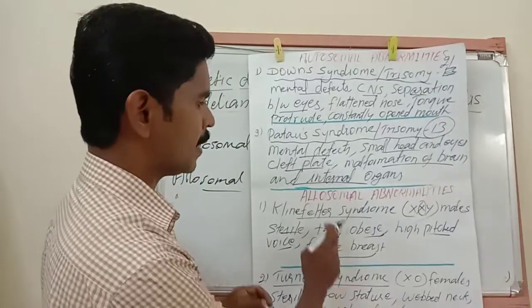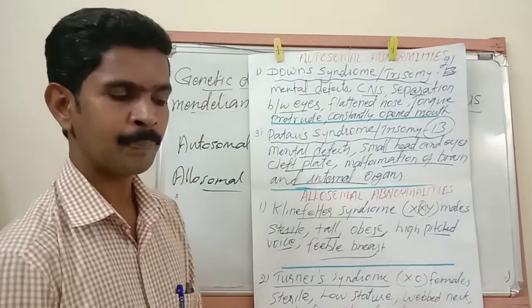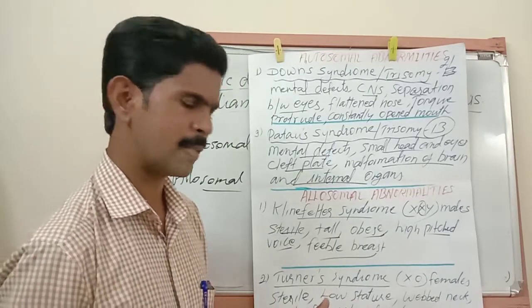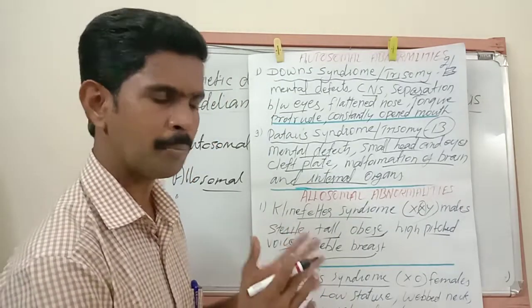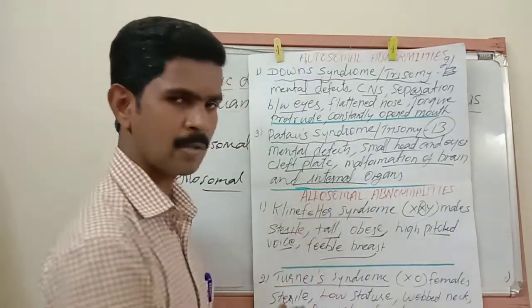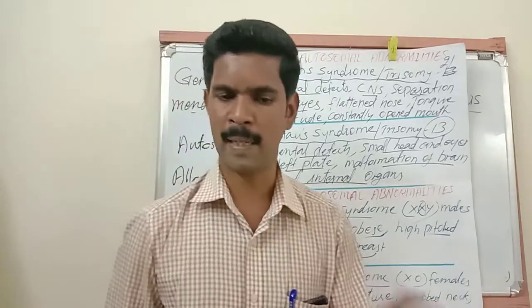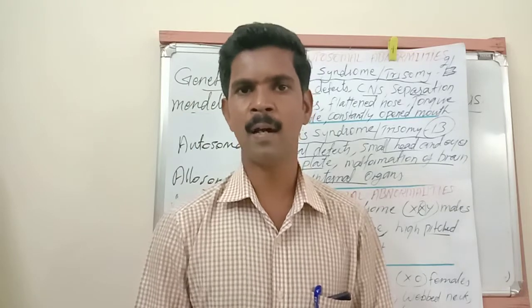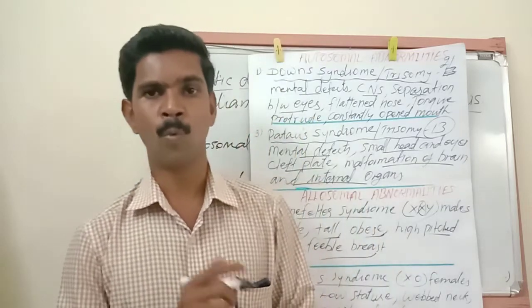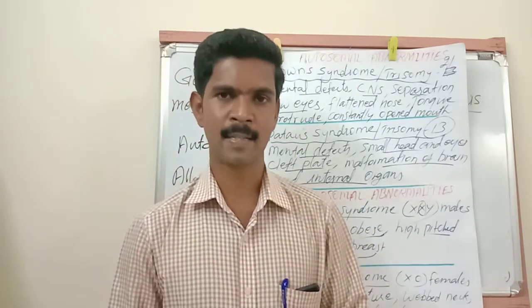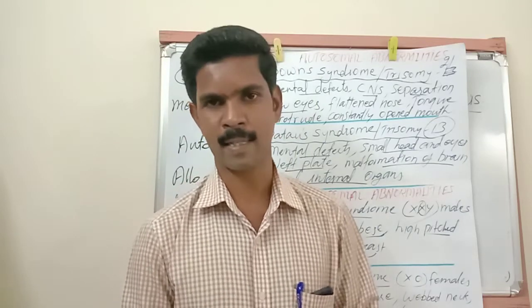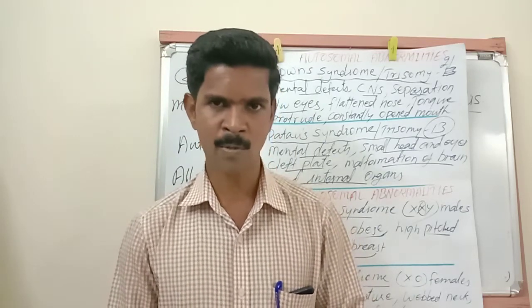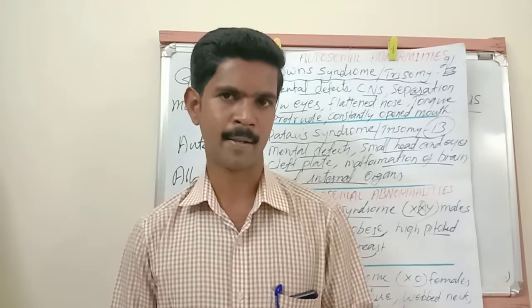Once again, these are allosomal abnormalities. Many abnormalities are there, but here we have written only 2. First one is Klinefelter syndrome. This syndrome affects males. If any male is affected by this syndrome, one additional X chromosome is present in their cells. So instead of 46 chromosomes, 47 chromosomes are there.